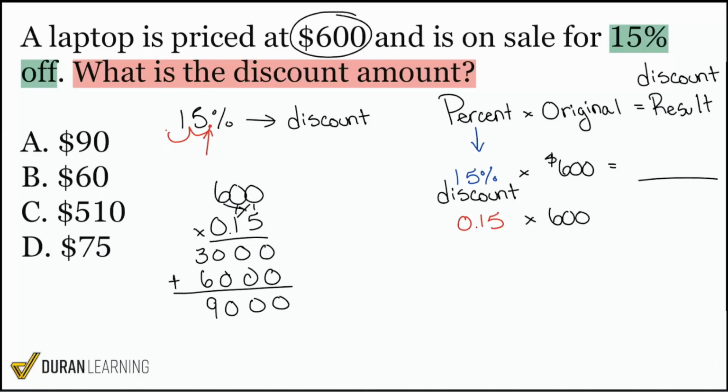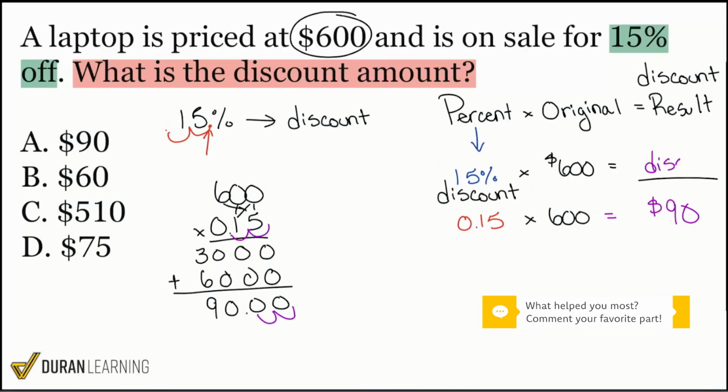But hold your horses there, because remember, we're going to bring back those decimal places. Once, twice, right there. Everybody, 15% of 600 ends up being what? It ends up being $90. That discount of $90 specifically lands us at answer choice A. And there we go.